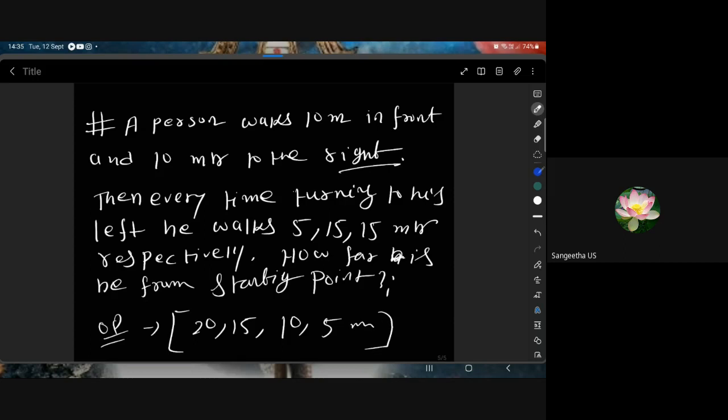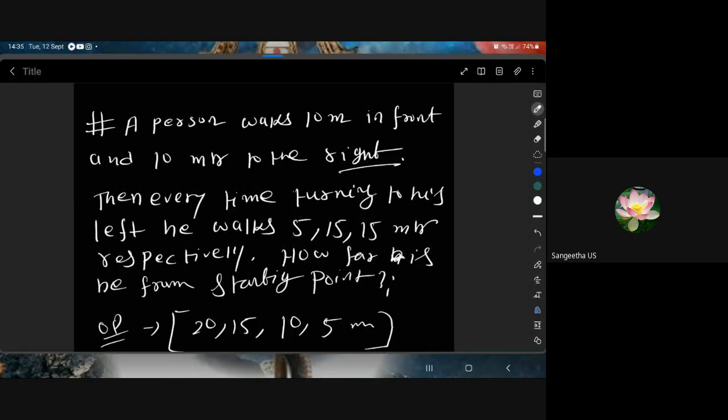So a person walks 10 meter in front, and 10 meter to his right means he turned towards the right and walked for another 10 meters. Then he took 3 consecutive left turns and walked for 5 meter, 15 meter, 15 meter respectively. After walking 10 meter to the right, he took a left turn and walked 5 meter, again a left turn for 15 meter, again a left turn and walked another 15 meter. Now the question is, how far is he from the starting point? Understood the question?